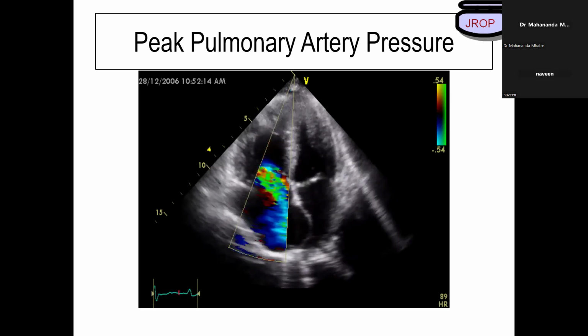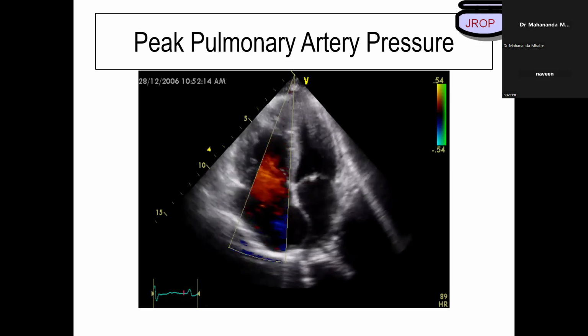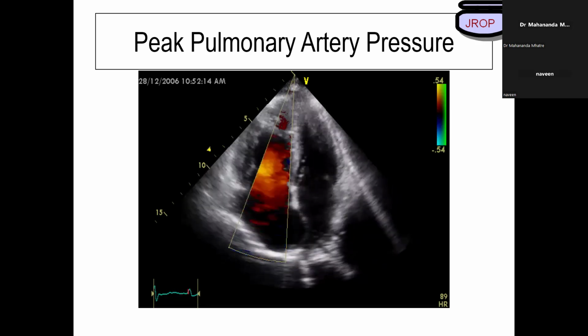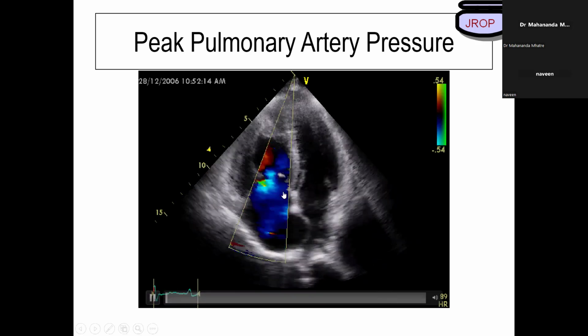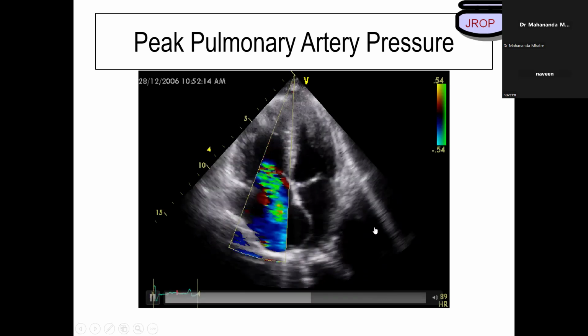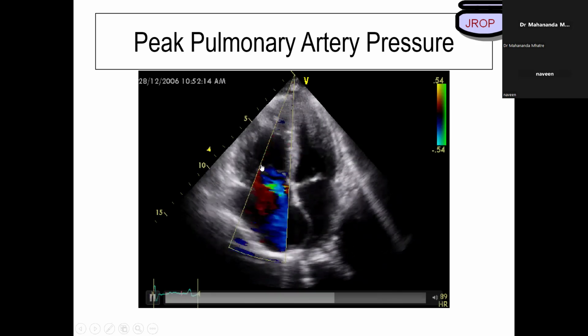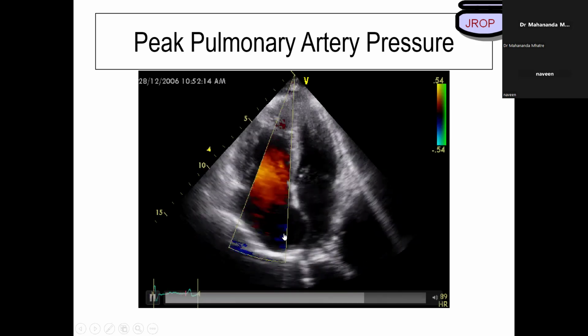Short axis. Now, subcostal then. Yes. Once you align your beam in subcostal, rotate this image. I can't rotate it by my hands, but if you rotate this image in this subcostal window, the beam would be coming from here and it will align properly across this TR jet. Yes, maybe, sir, this is the mistake.